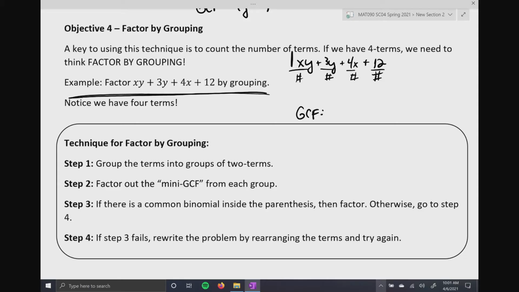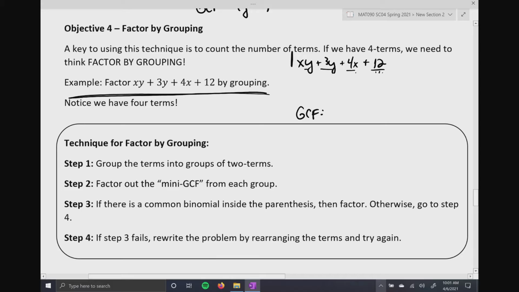No. I agree. I think that was Gabrielle. I agree. Yeah, there is not a number that exists. So there's no coefficient GCF. What about the variables?